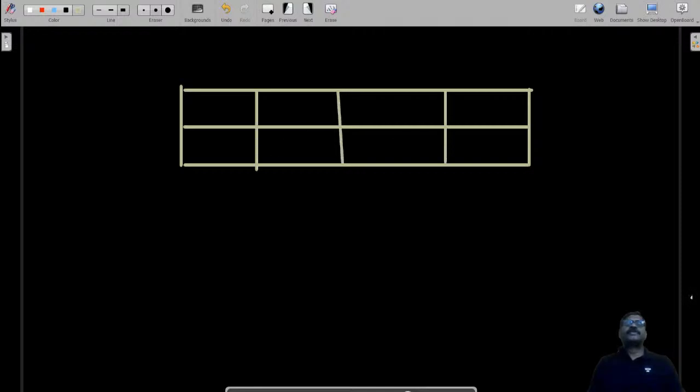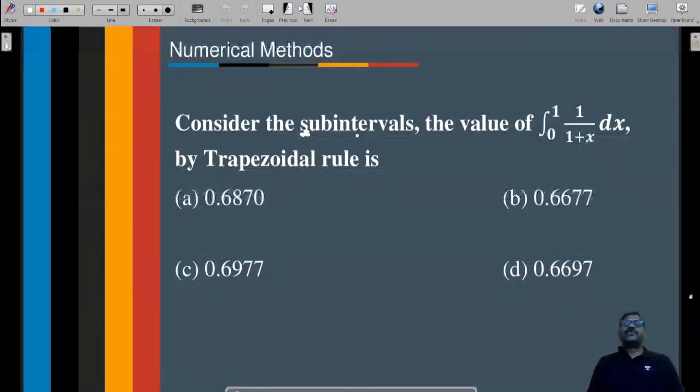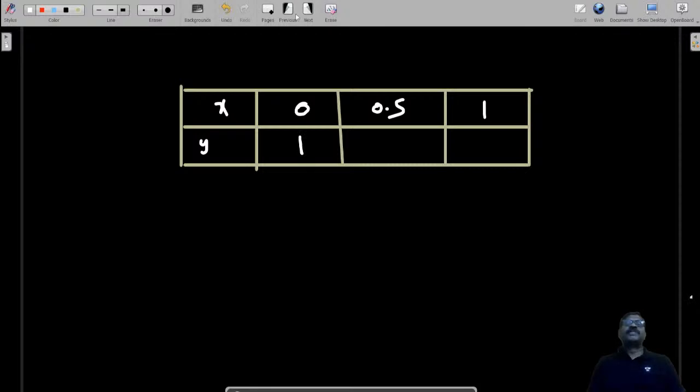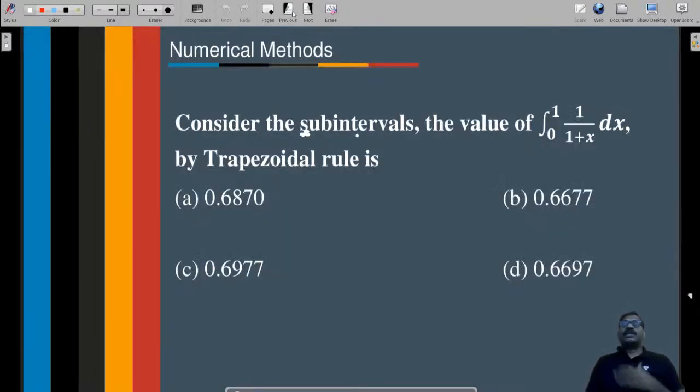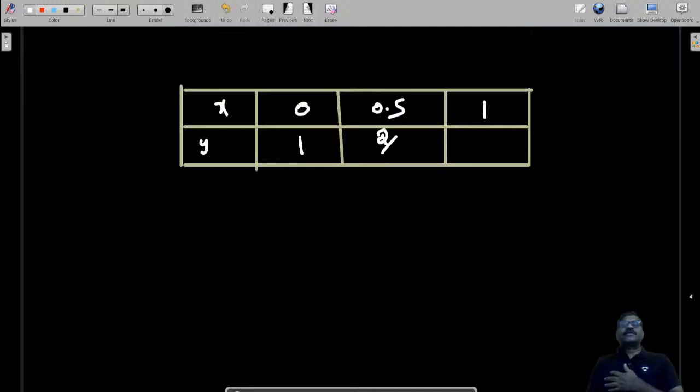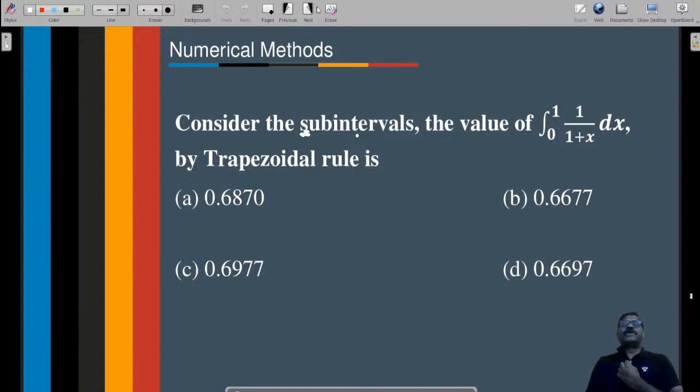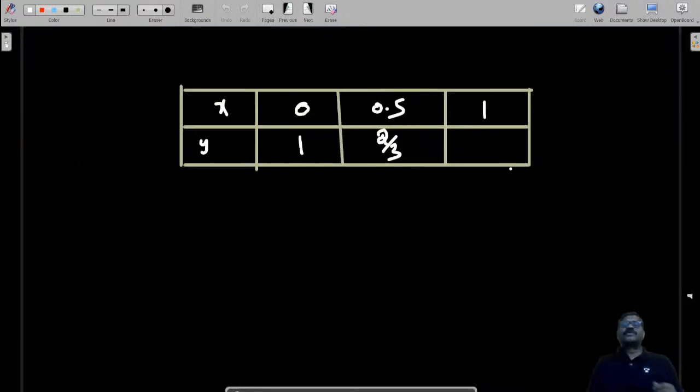Zero, 0.5, 1. When x is 0, 1 by 1 plus 0 is 1. When x is 0.5, 1 by 1 plus half. 1 plus half is 3 by 2. 1 by 3 by 2 is 2 by 3. 1 by 1 plus 1 is 1 by 2. This is y0, y1, y2.